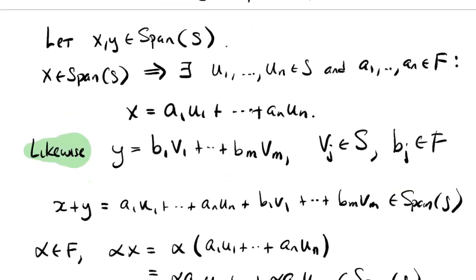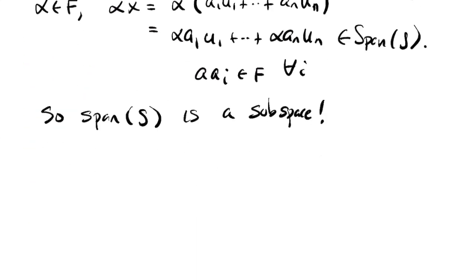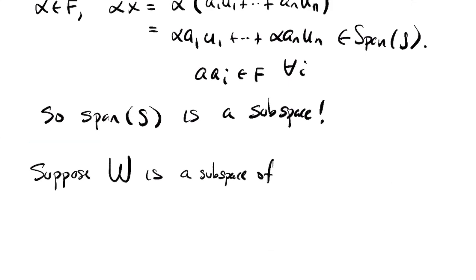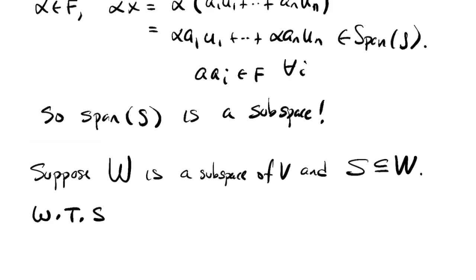So to prove that, scroll back down here. So let's suppose that W is a subspace of V, and that S is a subset of this W. Okay. So what do we have to show? We want to show, another nice acronym, want to show that the span of S is contained in W.